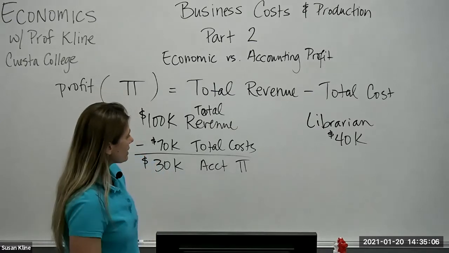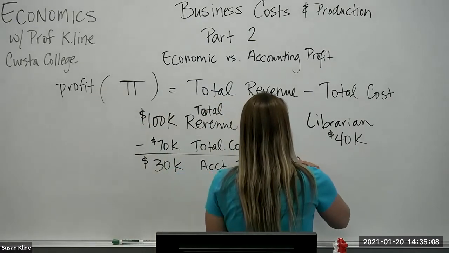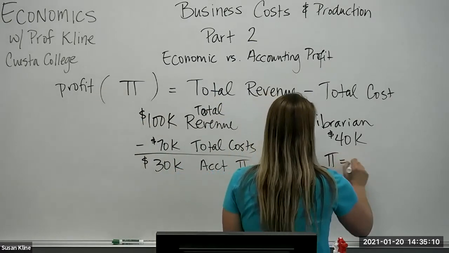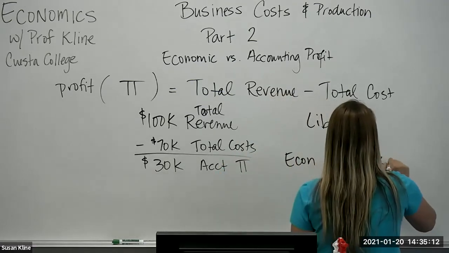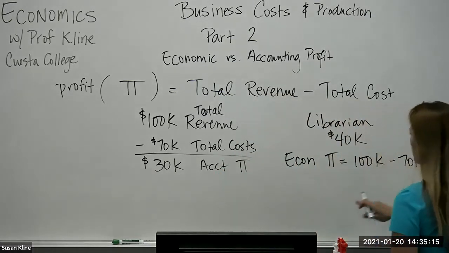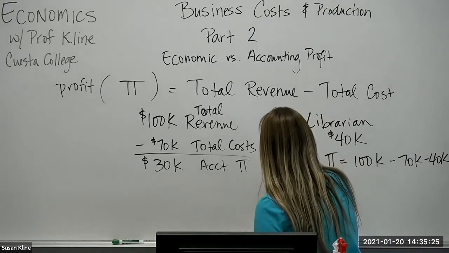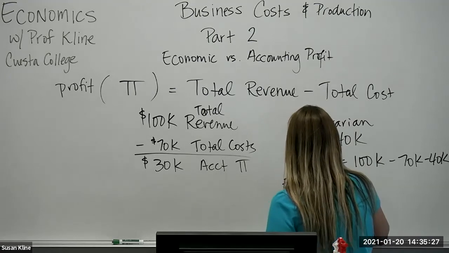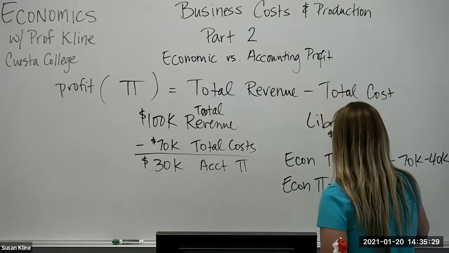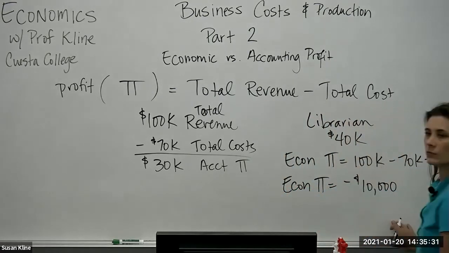The economist now says, well, your economic profit, right, is the 100K minus the 70K, which we already know, right, minus the 40K. Uh-oh, what happens here? Your economic profit is no longer profit. It is now economic loss of $10,000.